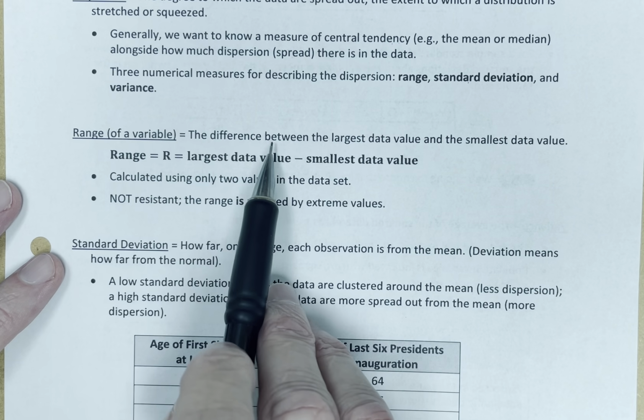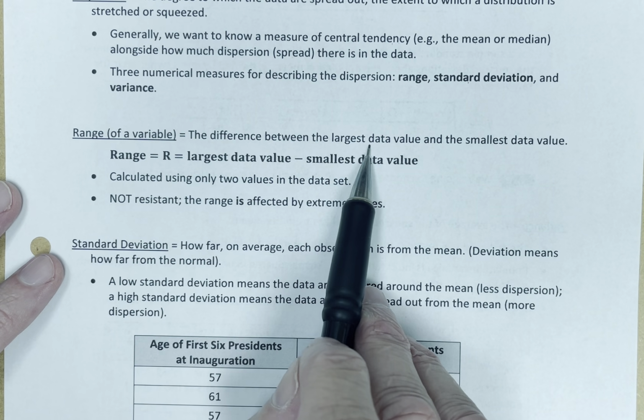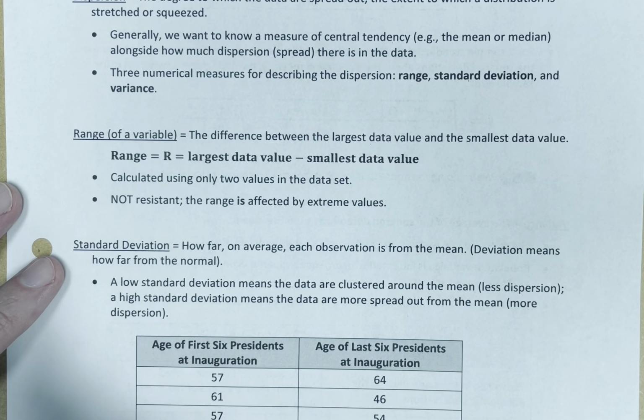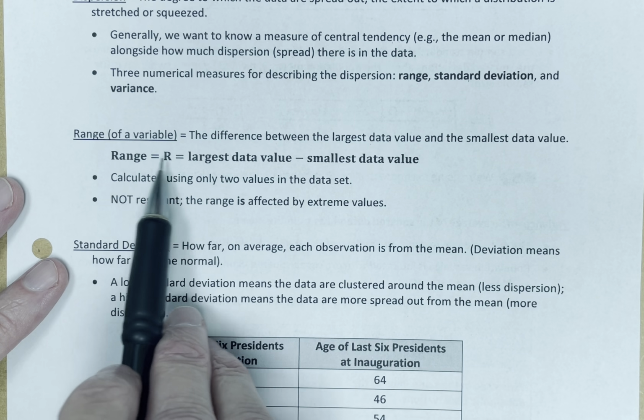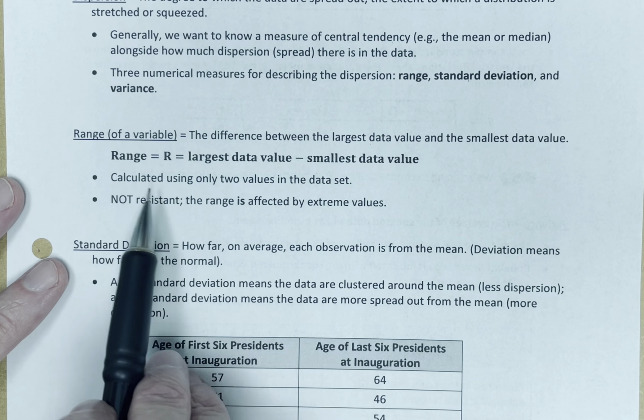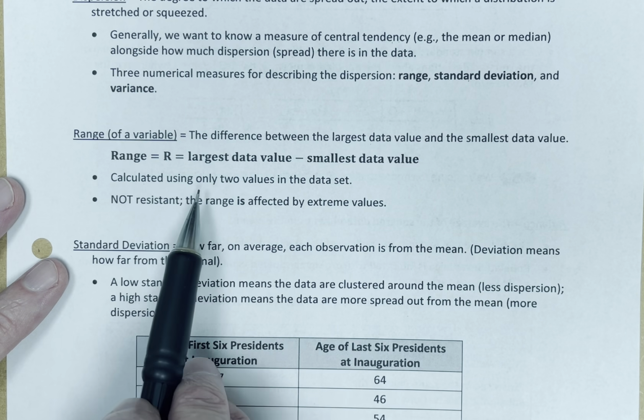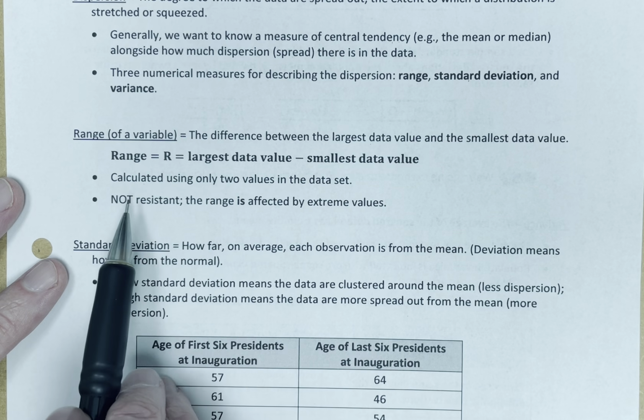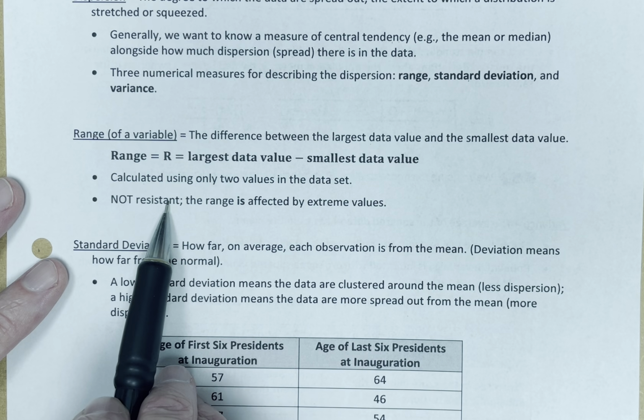Range, the difference between the largest value and the smallest value. That's range. Okay, range R equals largest data value minus smallest data value. You're calculating it using only two values, the largest and the smallest. It is not resistant. Okay?